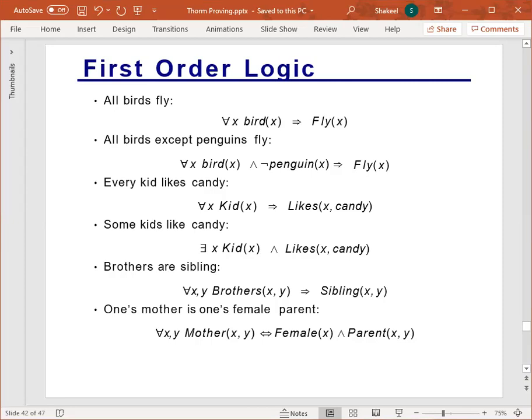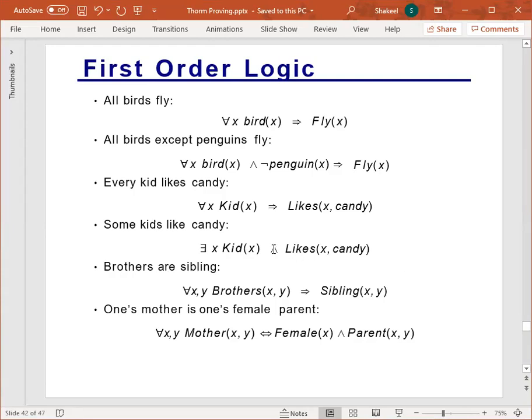If you want to express that every kid likes candy, we are going to write this: for all x, kid of x then likes(x, candy). So candy in this case is a constant, and we have the predicate likes, which has two arguments. The first one is the person or the kid, and the second one is the element that is liked. Some kids like candy, we write this as: exists x, kid of x and likes(x, candy).